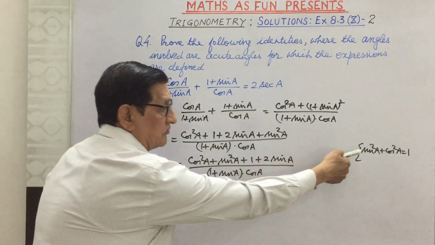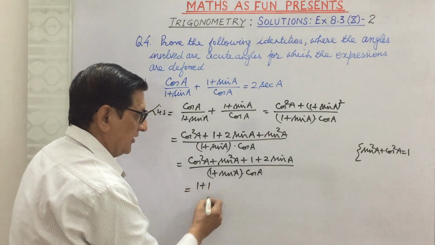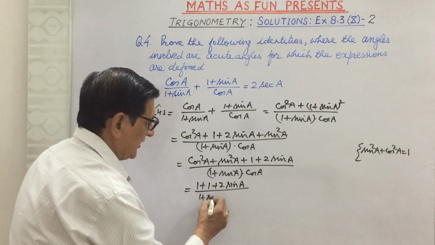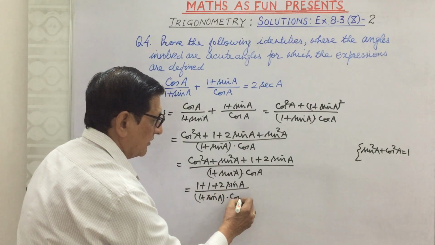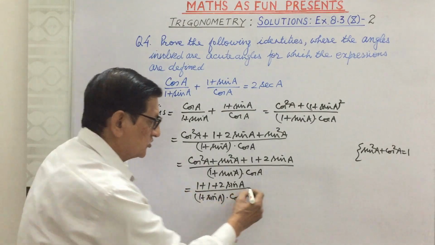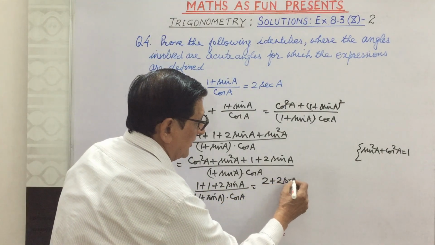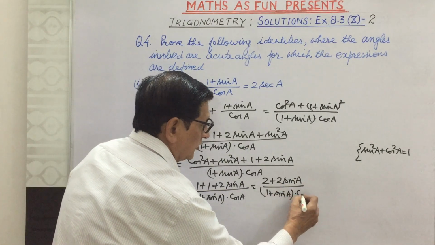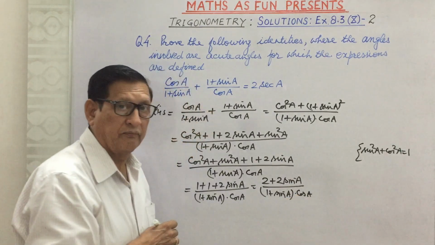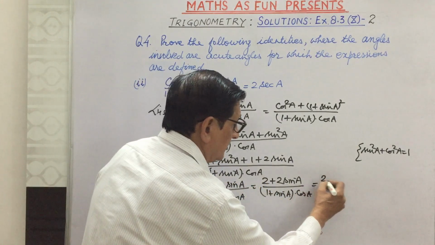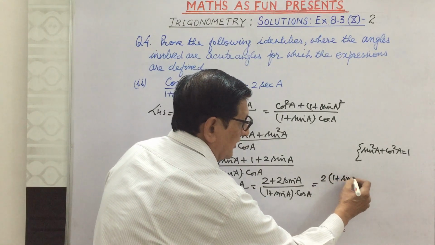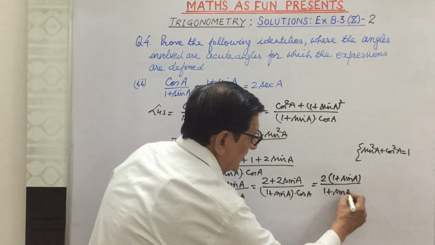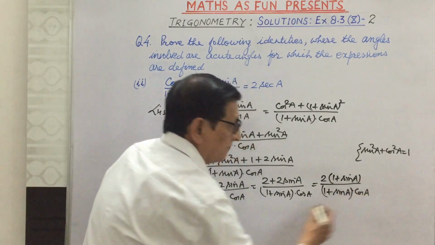This cos square A plus sin square A is 1. So this is 1 plus 1 plus 2 sin A upon (1 plus sin A) into cos A. 1 plus 1 is 2, so 2 plus 2 sin A upon (1 plus sin A) into cos A. If we take 2 common here, this will be 1 plus sin A. And here we have (1 plus sin A) into cos A.